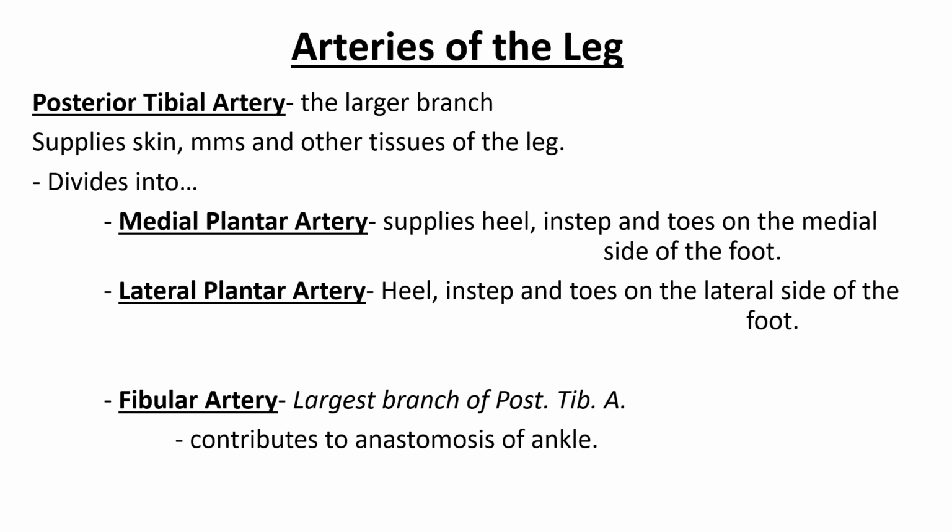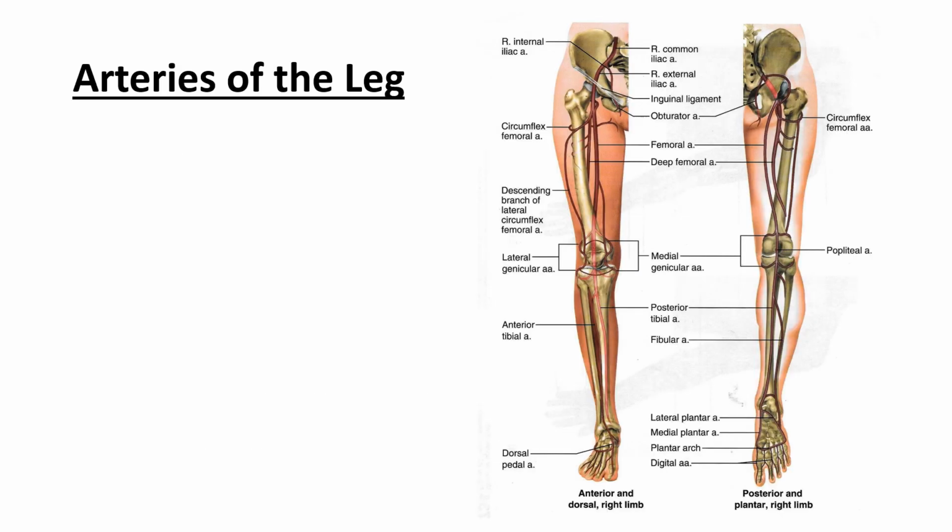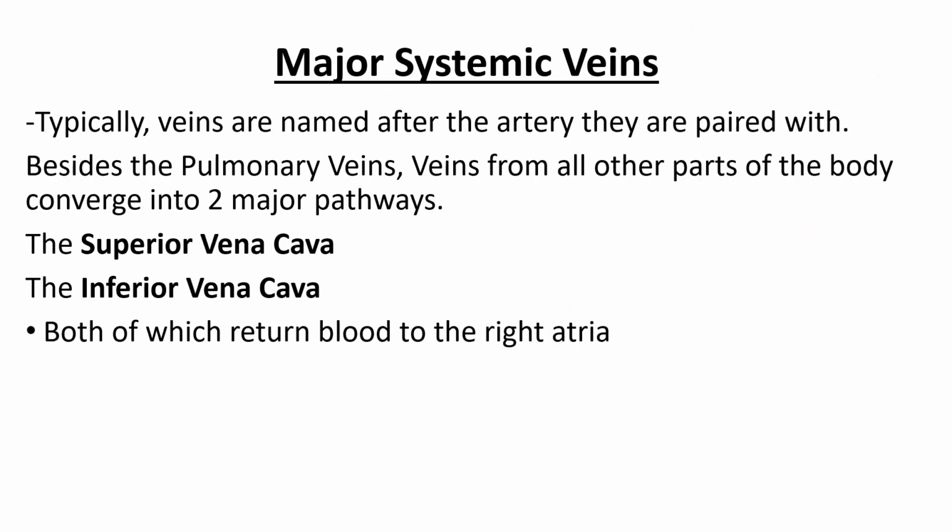It is going to split into 3 vessels. So my posterior tibial gives rise to 3 vessels. My medial plantar, lateral plantar going to each side of the foot respectively. And then my fibular, which is the largest branch of the posterior tibial artery, contributing to the anastomoses of the ankle itself. So back to our picture. Now we can see the tibs, posterior and anterior tibial, the fibular artery, and all of those foot arteries that we just talked about. So now that we've done the arteries, we've got to look at some of these veins.